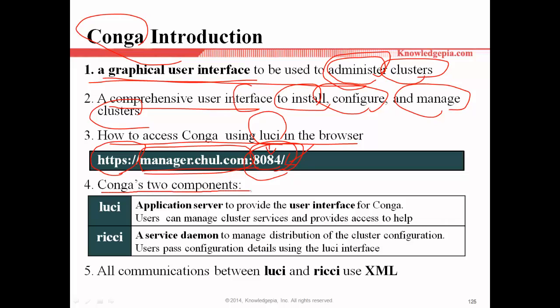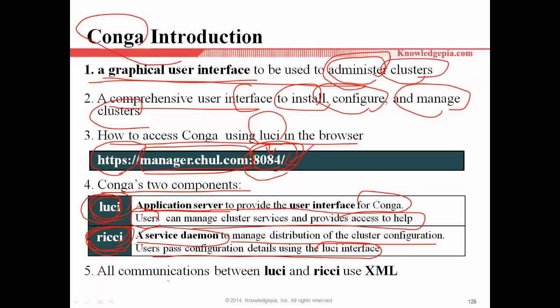Number 4, Conga's two components. I already told you Conga has two applications, luci and ricci. Luci means the application server that provides the user interface for Conga. So if we want to configure clustering service using Conga, you have to start luci as the application server. So users can manage cluster service through it. Ricci is a service daemon to manage distribution of cluster configuration. Users pass configuration details using the luci interface. So luci must be working in the managing system, but ricci must be working in the cluster hosts.